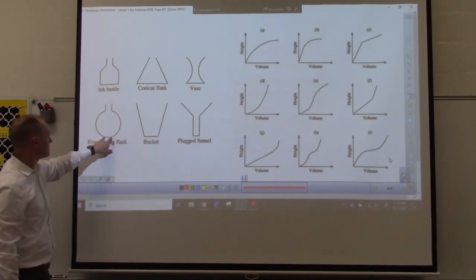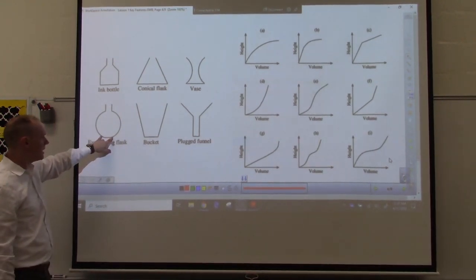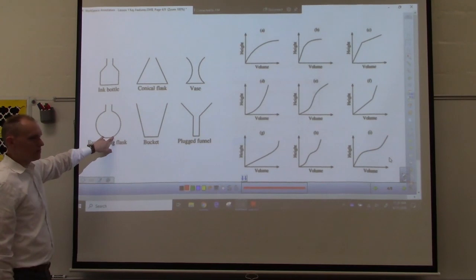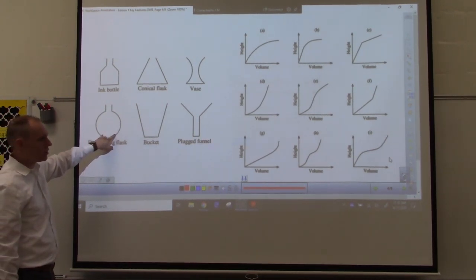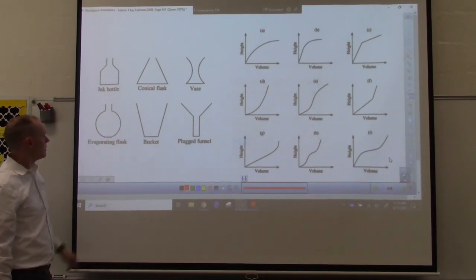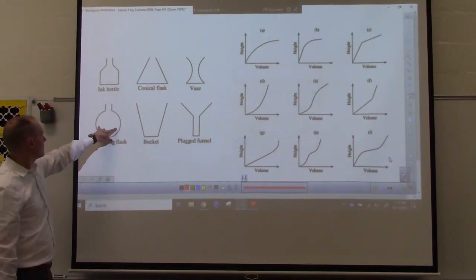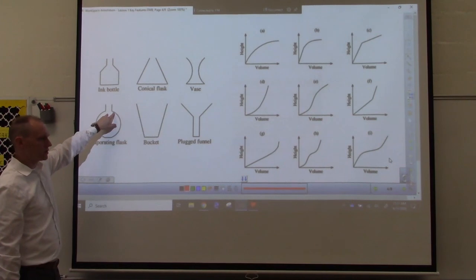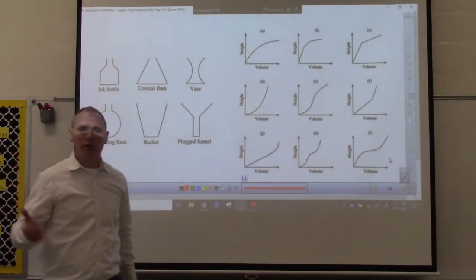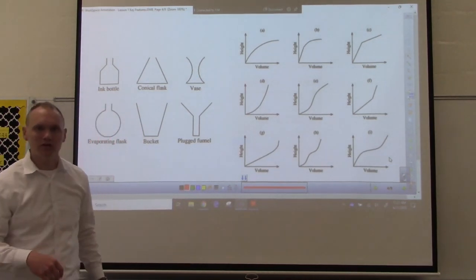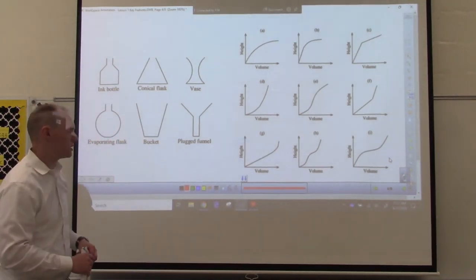So if you think about that, it's going to start out, and the width is going to get wider, so the height's going to be kind of slower over time here, and then as it gets narrow, the height's going to increase really quickly. But keep in mind that the height's always going to increase because we're pouring in the water. It's just going to be the rate at which it increases.